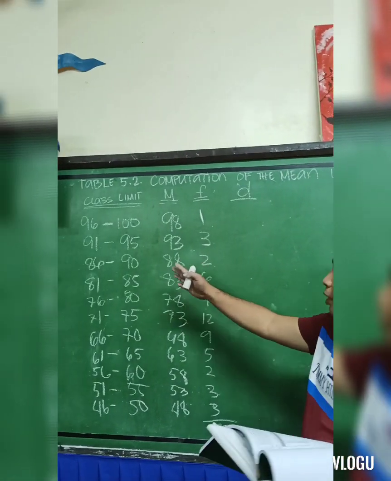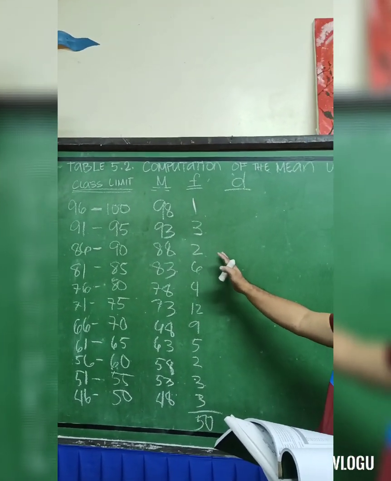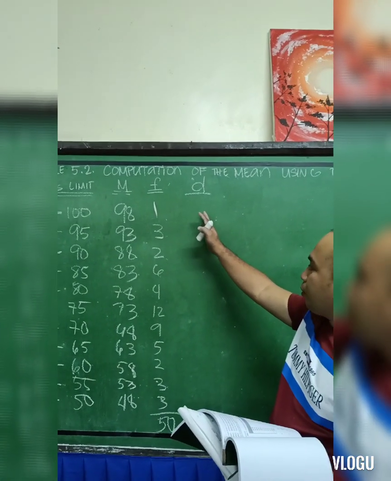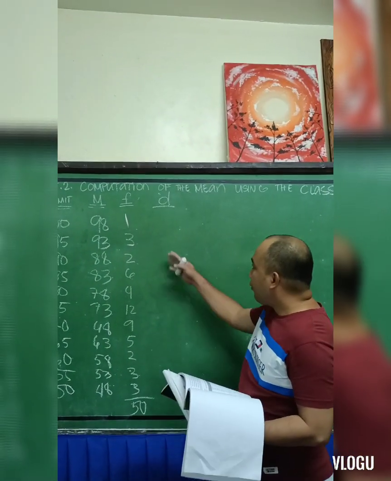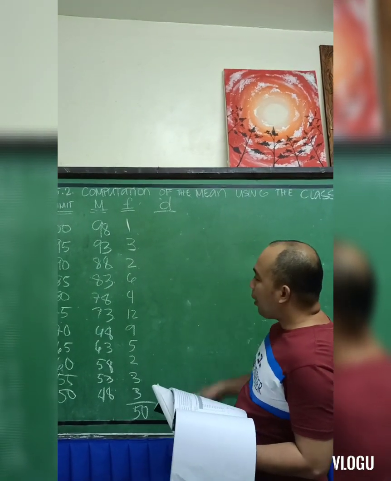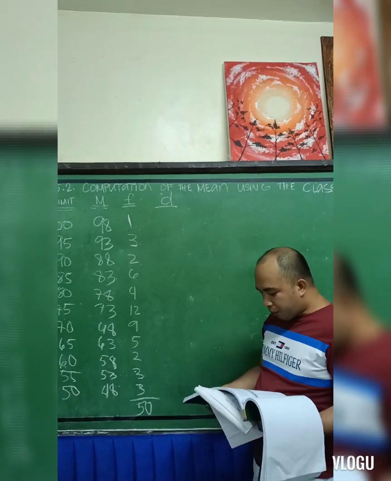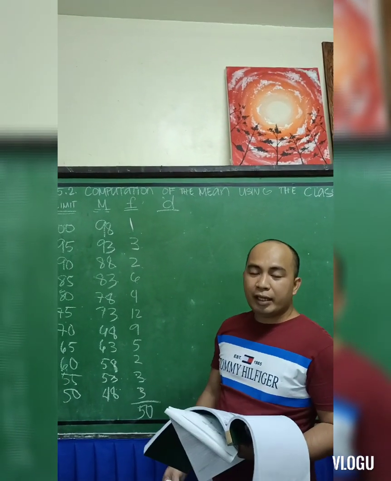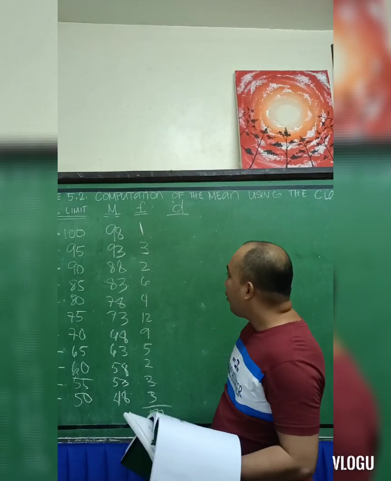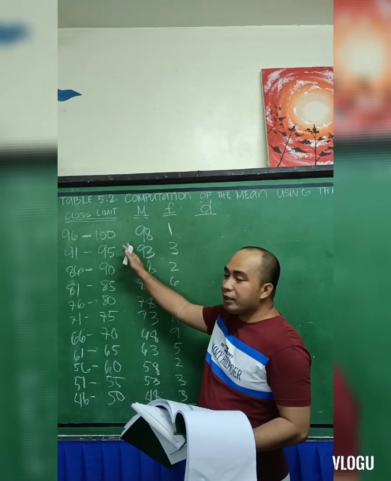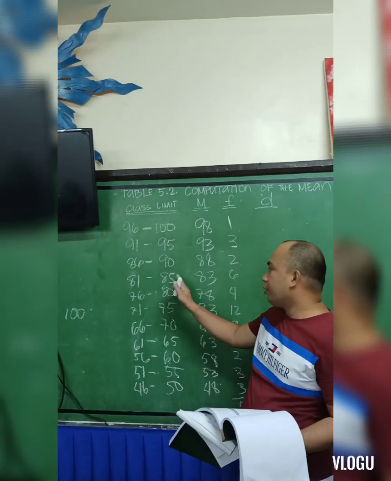So earlier, we already established our class limit, our midpoint and frequency. Now let's proceed to the deviation. Let's establish our deviation using this method. To establish our deviation, first we need to choose any temporary arbitrary origin from any of the class limits. It's either from the top, the bottom, or in the center.